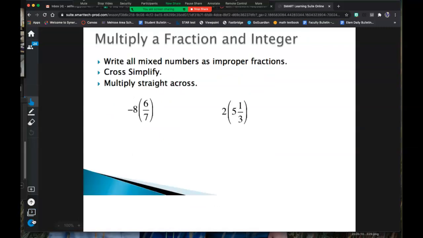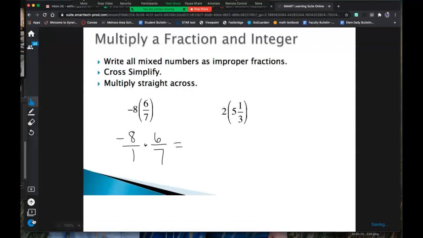So when we look at fractions like this, where we have an integer, like -8 times 6/7, the first thing you always have to do is make sure you write any whole numbers as a fraction. Okay? So I'm going to take this -8 and I'm going to write it as -8/1. So now it's a fraction. And then I'm going to go times 6/7.